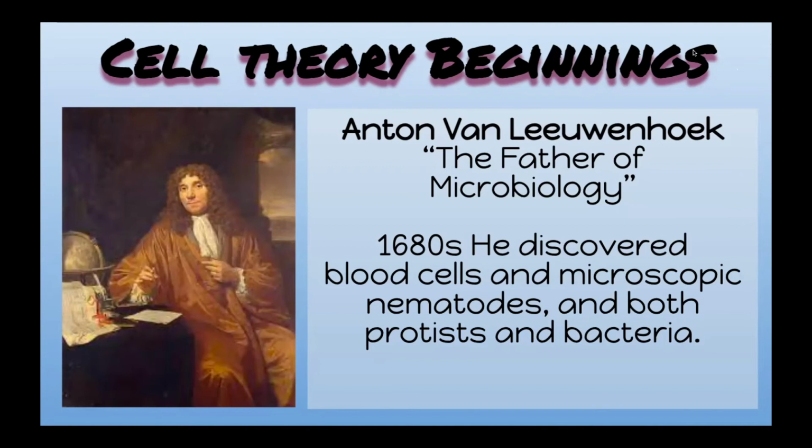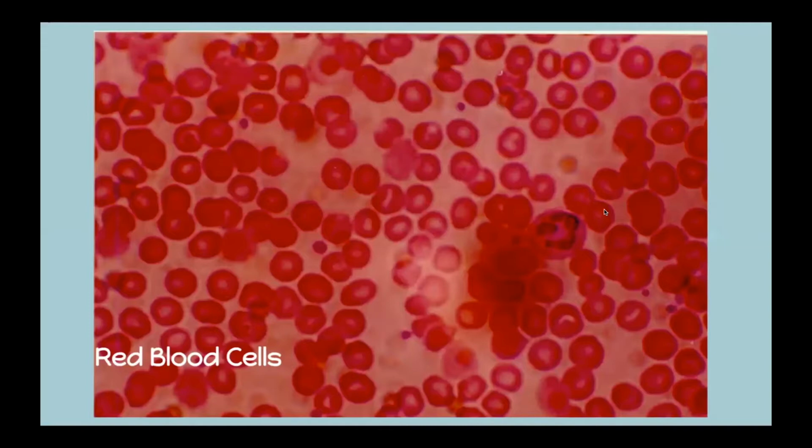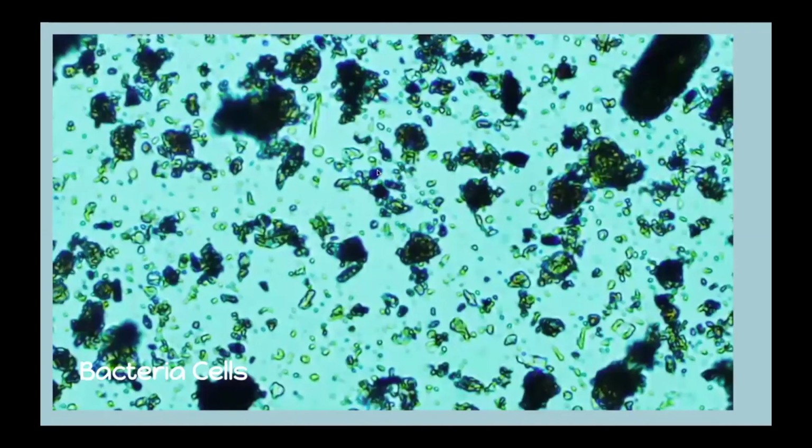And he tried to coin the term animalcules, because when he zoomed in, the tiny cells looked like little animals, but animalcules did not stick. All right, so here are some red blood cells under current day microscopes, and bacteria cells. So even back then, he was able to see those things under his microscopes.